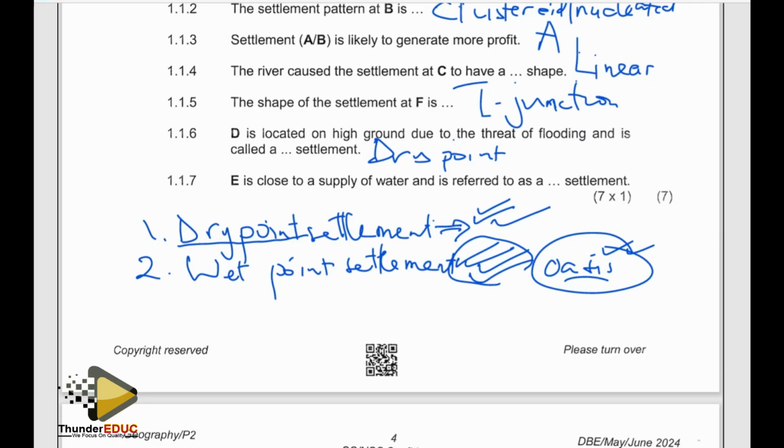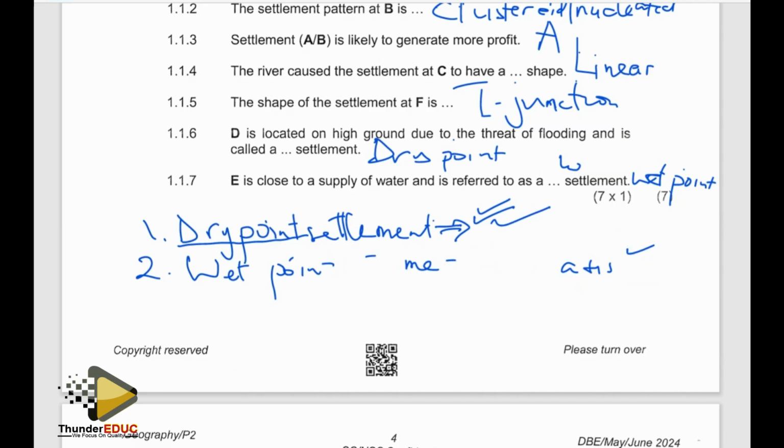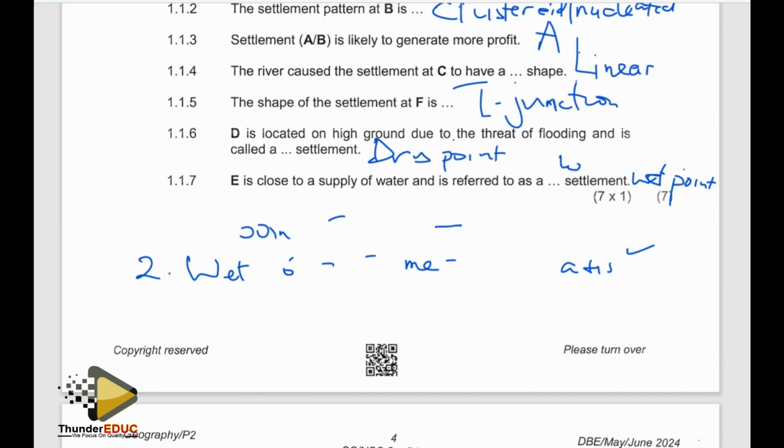Then E is close to a supply of water and is referred to as, for E now, is a wet point. We want to access water. The reason for the establishment of that particular settlement over that ground is that we can access the resource easily. That is why we are calling it a wet point settlement. Right. So basically that is the distinction of establishment of a settlement in relation to water.